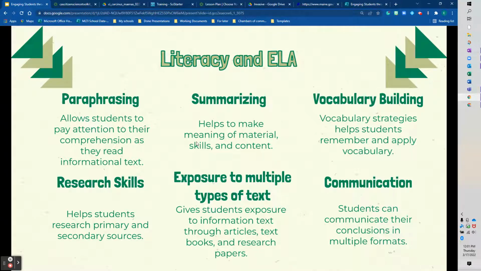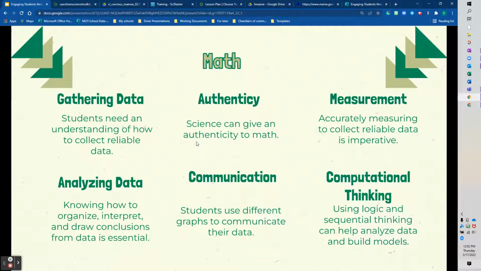So there's lots of ways that you could go about organizing this. There are some ways in literacy that you can integrate this in. Math, we've got obviously how to collect reliable data is such an important piece of this. And then knowing how to analyze it, the math pieces of that, measures of central tendency, looking for patterns, computational thinking, using logic to answer questions. Again, how do you communicate that graphically? The science of math, absolutely a math skill.